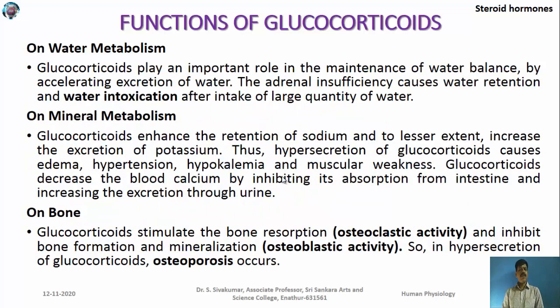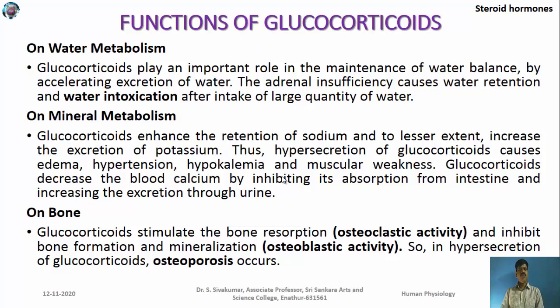And then when you see water metabolism, glucocorticoids play an important role in the maintenance of water. It actually increases the water excretion. So when you have a greater amount of glucocorticoids, you may lose more water. When you see the role in mineral metabolism, it is responsible for retention of sodium, and then it increases the excretion of potassium. That's how, when you have a greater amount of glucocorticoids, it may cause edema, hypertension and hypokalemia because potassium is lost, and it can also induce muscle weakness.